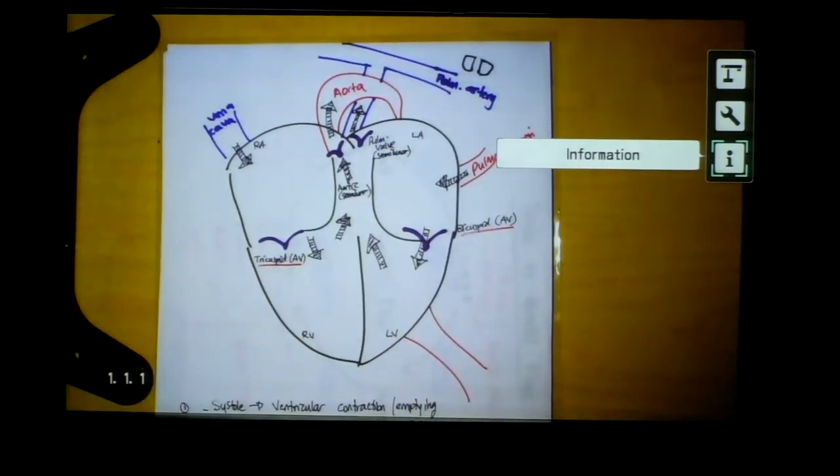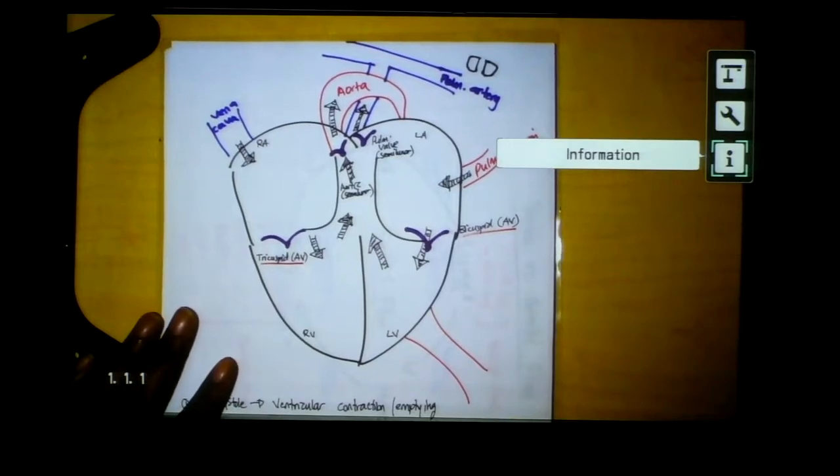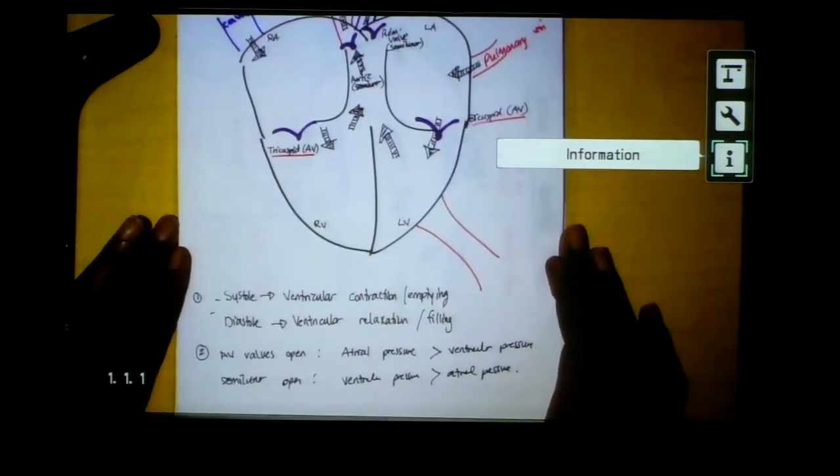And I hope that answered that question. So the location of the valves and then the general flow through the heart. Now, just to remind ourselves here what's happening in terms of what's open and what's closed.